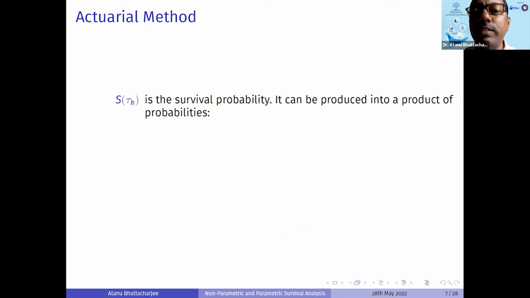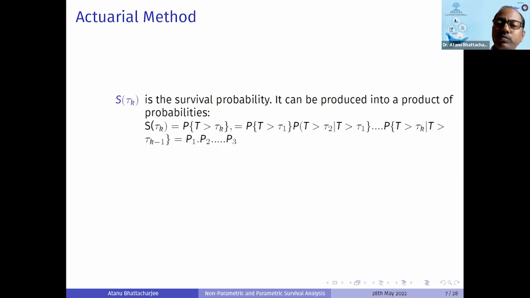But the actuarial method says that the probability is a product probability. Here the probability is estimated by simple multiplication. What does it mean? At a particular time point, the probability of survival would be conditionally multiplied with the earlier time point, how many were alive.